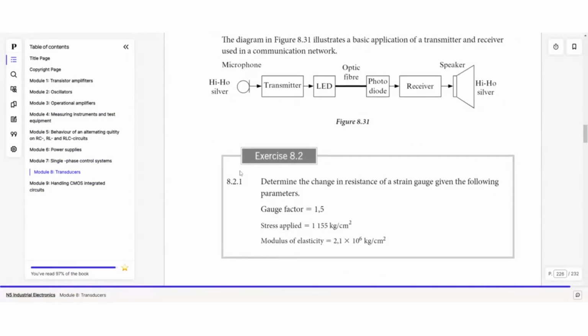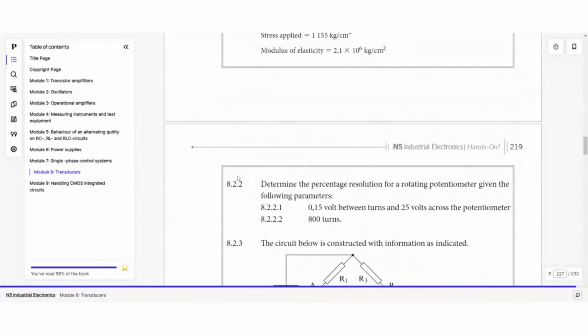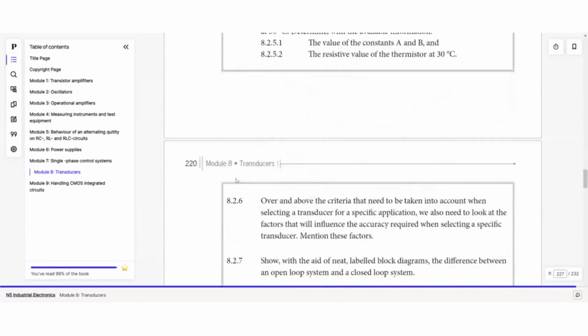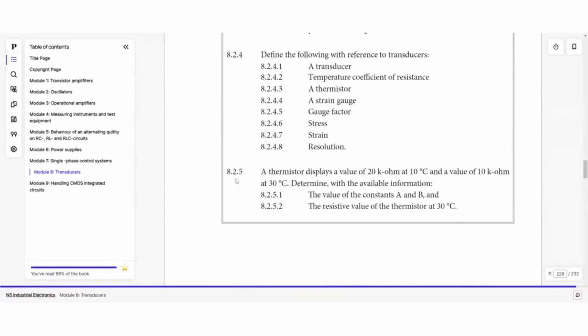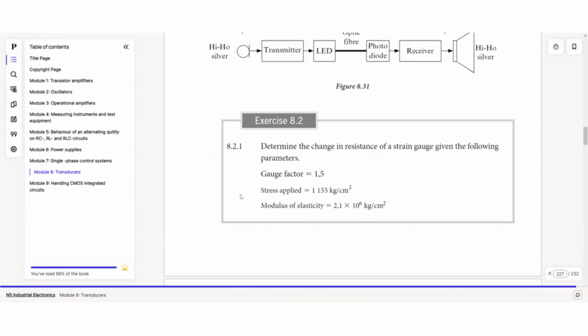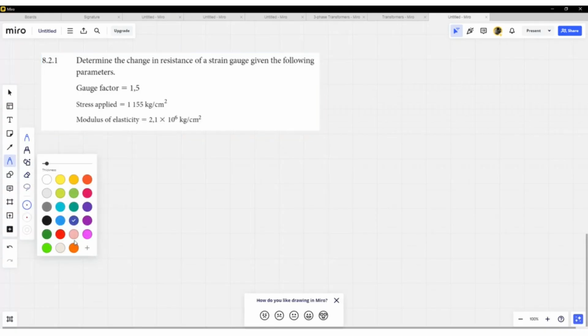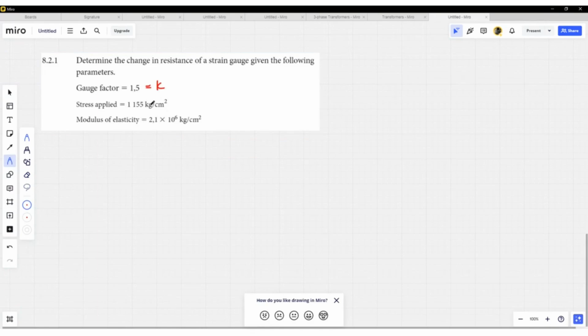Right, exercise 8.2. Okay, so 8.1, I can't remember what that was, but 8.2 is actually the exercise that we're more interested in. It's the exercise with the real exercises in it. Put it that way. Okay, so let's take a look at this number 8.2.1. This is actually a pretty straightforward one. So we're given the gauge factor, which is K. We're given the stress applied, which is S, and we're also given the modulus of elasticity, E.